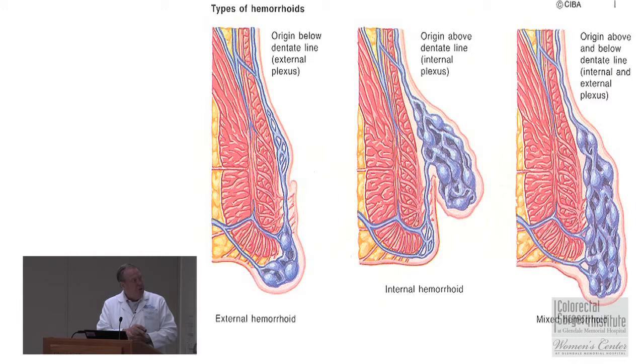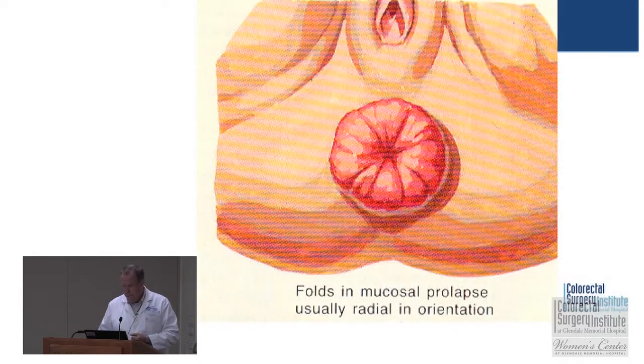If the veins are just on the outside where we can see them, we call that an external hemorrhoid. If the veins are up inside where we can't see them as easily without a scope or something, we call those internal hemorrhoids. And those internal hemorrhoids have the opportunity to get large and actually slide to the outside, which we call a prolapsing or sliding hemorrhoid.